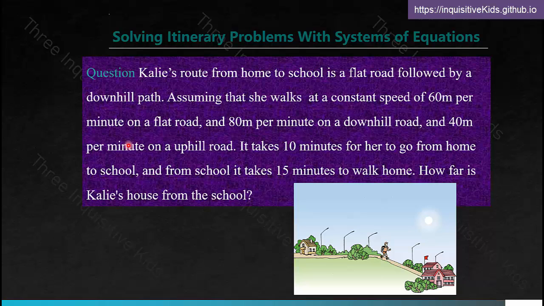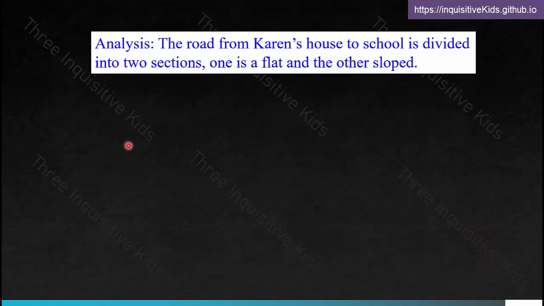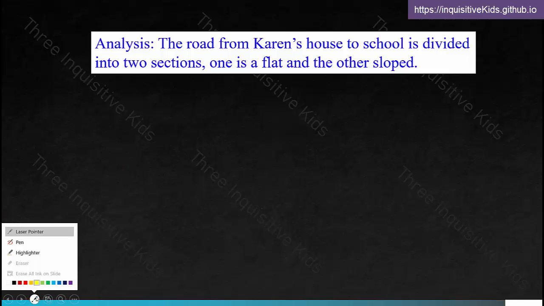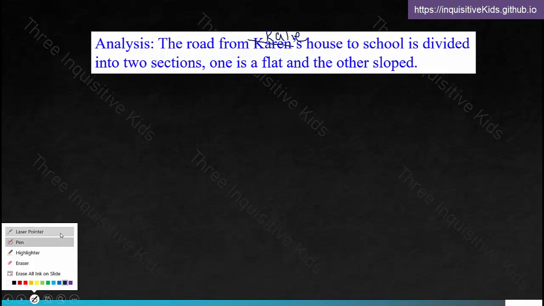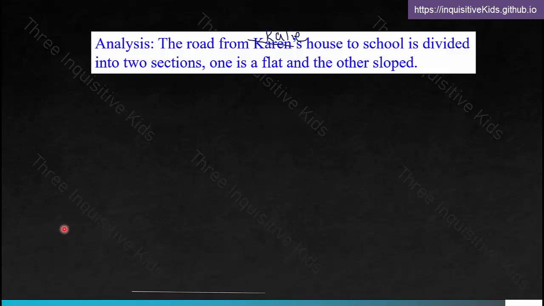So if you've ever encountered ships on water problems where a ship is first sailing upstream and then downstream, this is sort of the same idea, whereas she's going downhill, she's faster than when she's going uphill. Analysis. The road from, okay, so this should not be Karen's house. This should be Kaylee's house. So, Kaylee's house to the school can be divided into two sections. One is flat and the other is sloped.